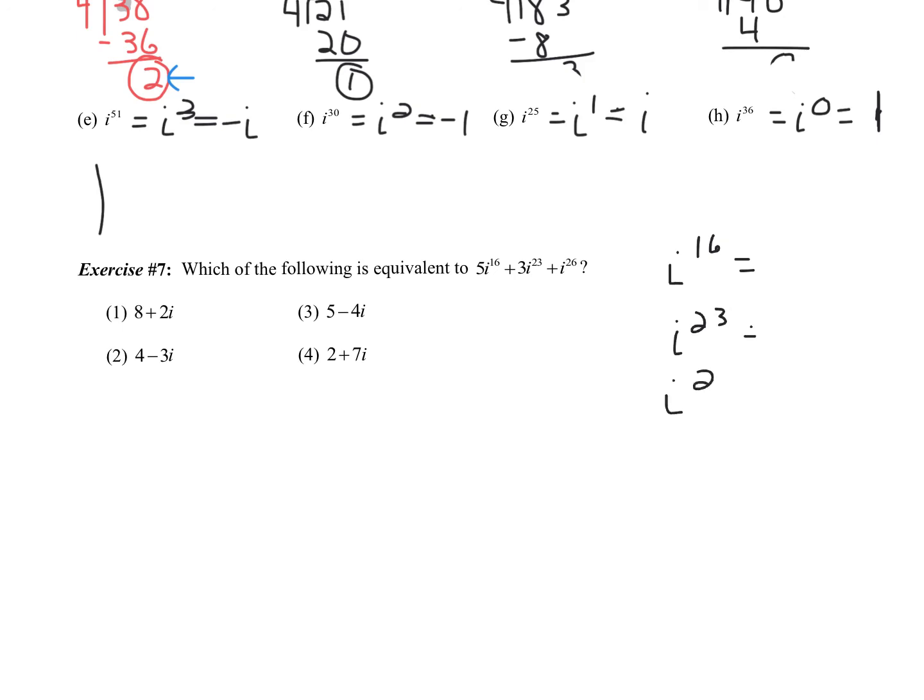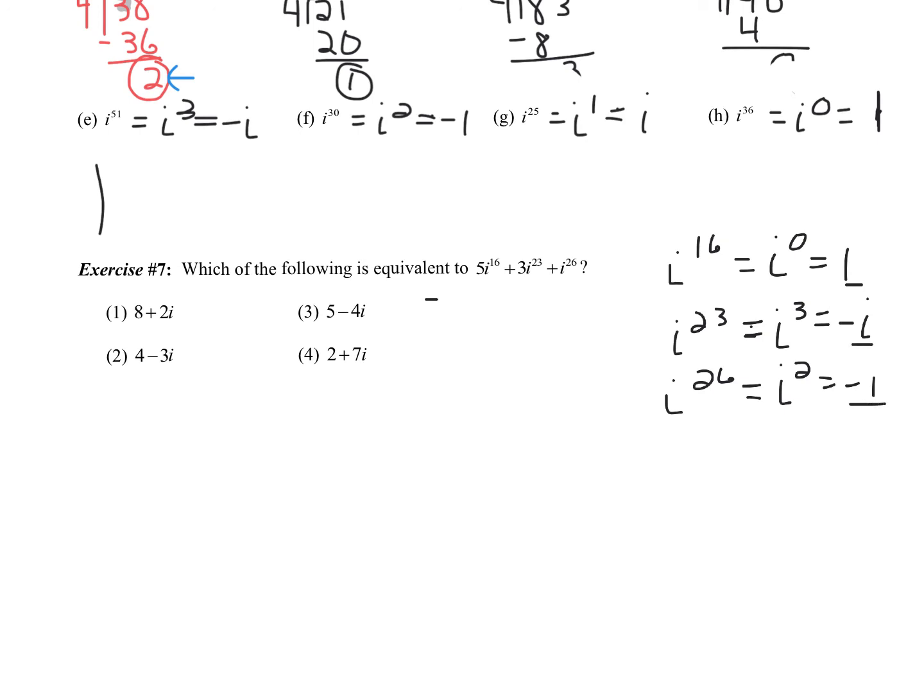I am going to do it the faster way. 4 goes into 16 evenly, so this is i to the 0, which is 1. 4 goes into 20, so I would have a remainder 3 with 23. So that's negative i. 4 goes into 24, so I have a remainder of 2 when it's 26. So that's negative 1. And these answers just came from that 4-step chart up top.